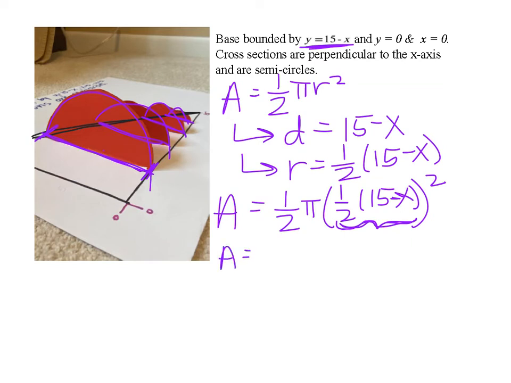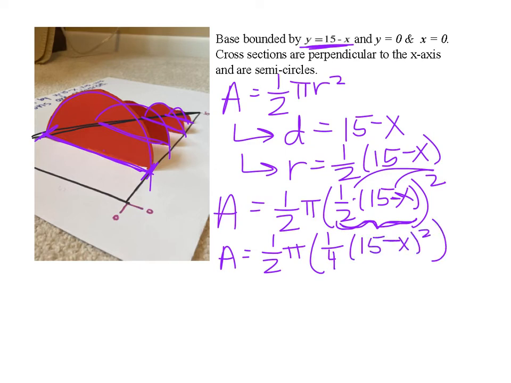Sometimes people will be tempted to only square the 15 minus x. So the area of one cross section is going to be 1/2 pi times, when you square a product, 1/2 times 15 minus x, you square each part of that product. So it's going to be 1/4 15 minus x squared. Okay, so I squared 1/2 and I squared 15 minus x. Simplify the area of that cross section just a little further. 1/4 times 1/2 is 1/8, so you'll get 1/8 pi 15 minus x squared.